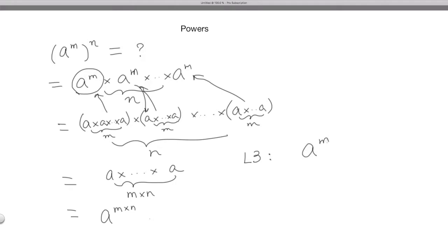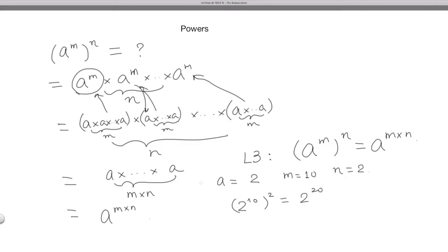(a^m)^n = a^(m×n). This law needs a bit of explanation. Actually, let's use an example to illustrate it. Let's make a equals 2, m equals 10, n equals 2. So 2 to the power 10, and then squared, is going to be equal to 2 to the power 20. This is example 1.